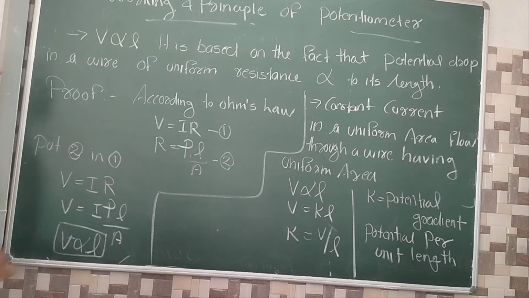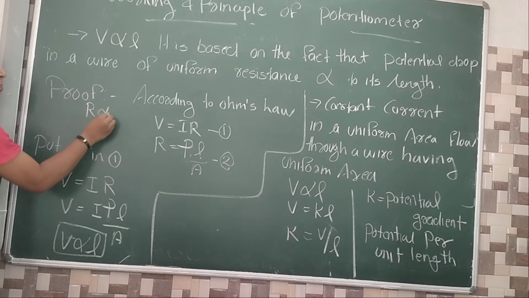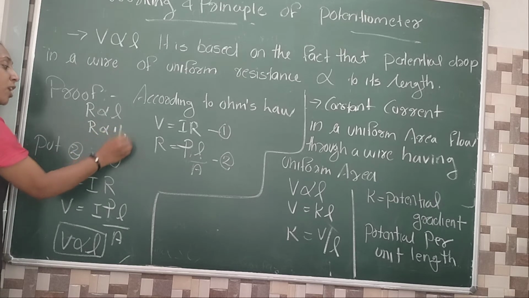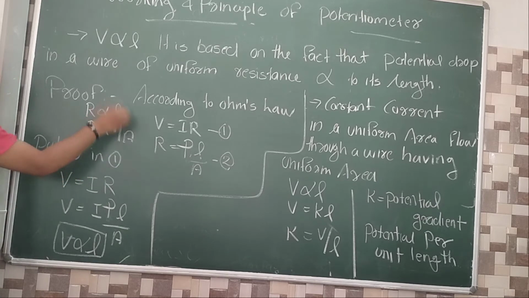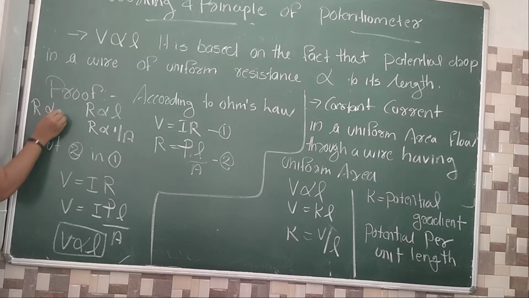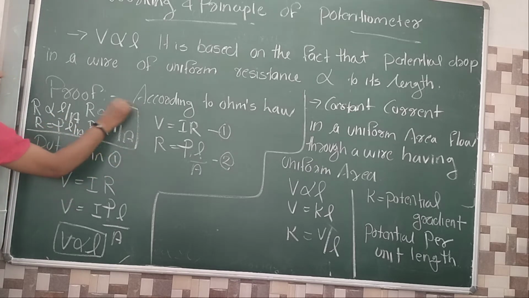How does it come? Resistance is directly proportional to length of the conductor. Resistance is inversely proportional to area of the conductor. I combine them together: R proportional to L by A. How to change the proportionality? Adding a constant, that is called rho. Rho is your resistivity. Clear, everyone?